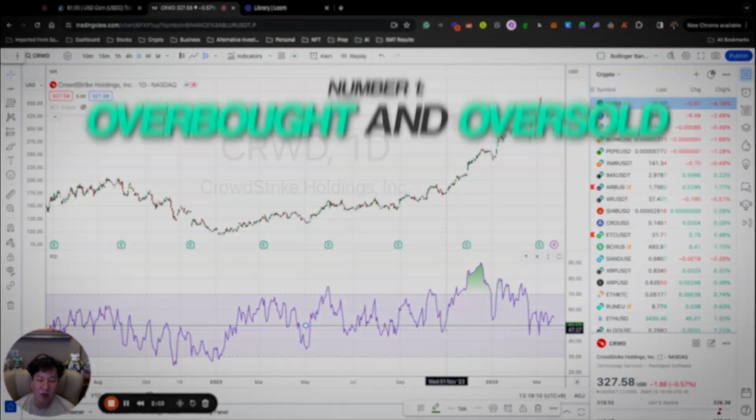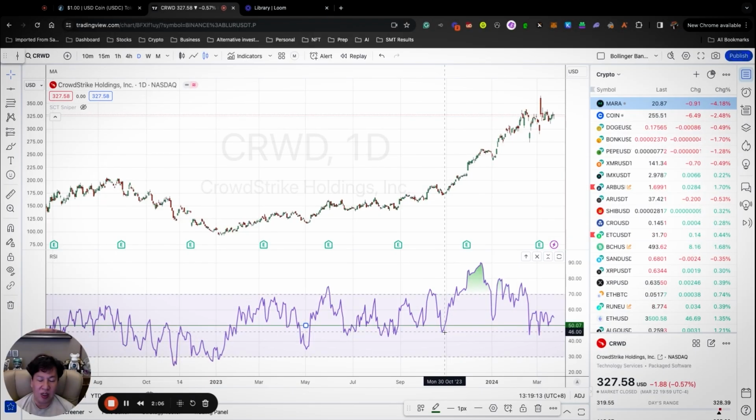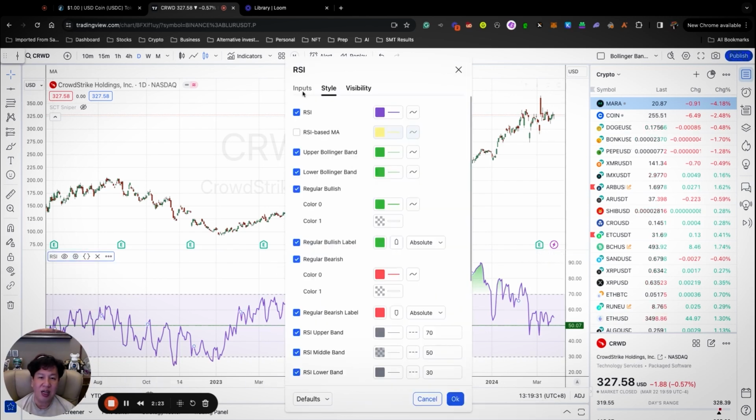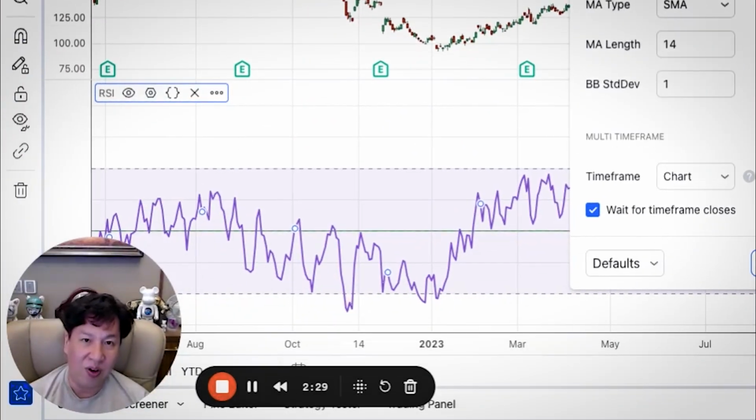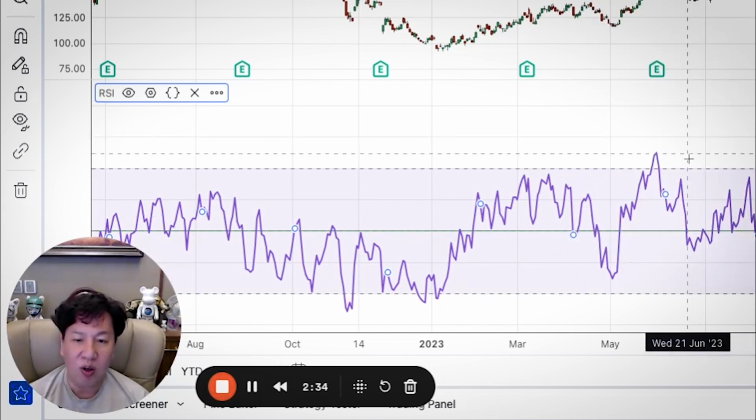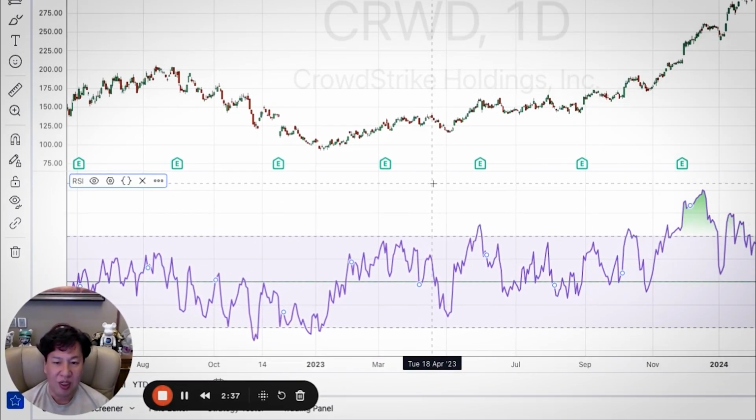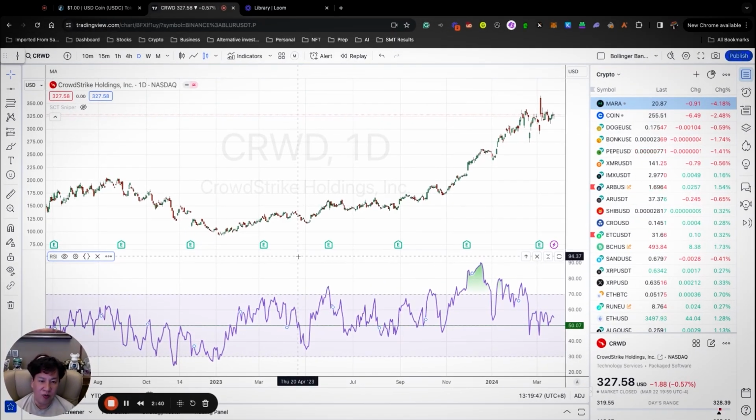So firstly, overbought and oversold. What you can do is use it when the market is not trending. It's range bound, going sideways. That is where you can use the indicator for overbought and oversold. Just to share with you, the standard setting for RSI is usually 14. Most people just use 14 for that. So overbought and oversold is used when there is a range bound market.